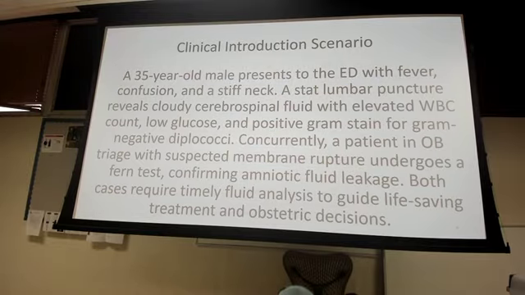And here is our clinical introduction scenario. A 35-year-old male presents to the emergency department with fever, effusion, and a stiff neck. A stat lumbar puncture reveals cloudy CSF with elevated white blood cell counts, low glucose, and a positive gram stain for gram-negative diplococci. Concurrently, a patient in OB triage with suspected membrane rupture undergoes a fern test, and this confirms amniotic fluid leakage. Both cases require timely fluid analysis to guide life-saving treatment and OB decisions.